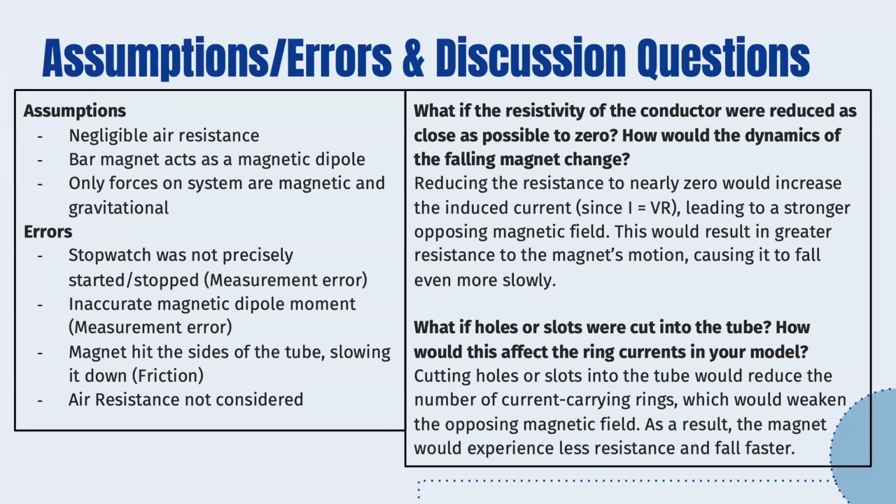What if holes or slots were cut into the tube? How would this affect the ring currents in our model? Cutting holes or slots in the tube would reduce the number of current-carrying rings, which would weaken the opposing magnetic field, and as a result, the magnet would experience less resistance and fall faster.